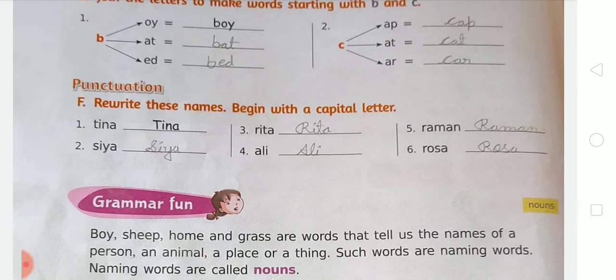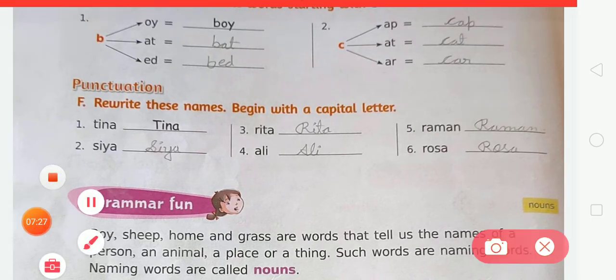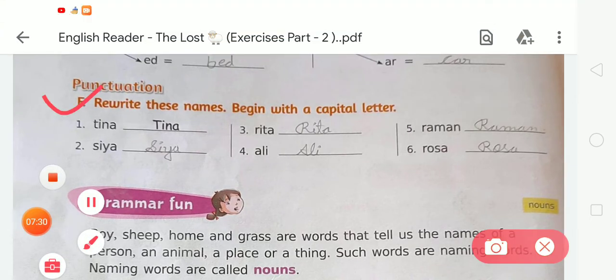So dear student, firstly we are going to do this exercise F. In this exercise F, rewrite these names beginning with a capital letter. Dear student, we all know that the special names of persons and places always begin with a capital letter. So student, here are some names of people. So we have to rewrite these names beginning with a capital letter. As you can see, the first letter is small.